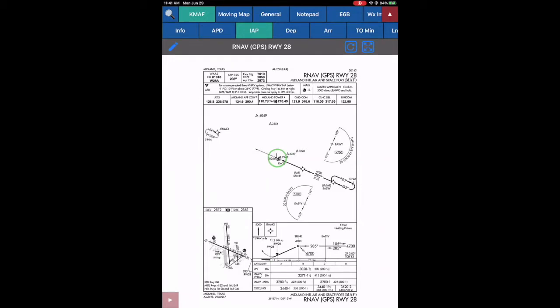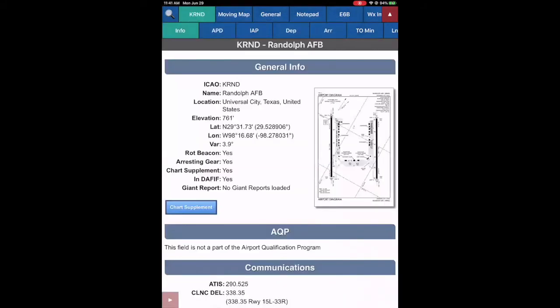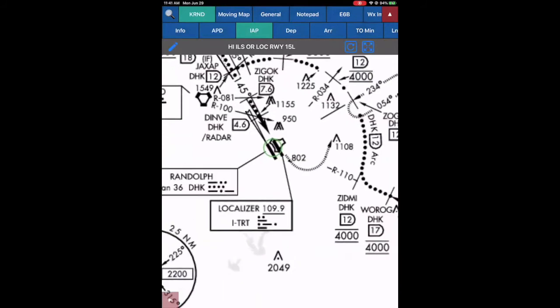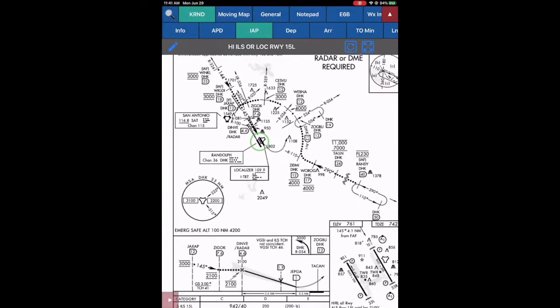Let's see. If I am, let's go back to Randolph. And let's take a look at this approach. Now, this is based off of a TACAN. Can I fly this in my T6?